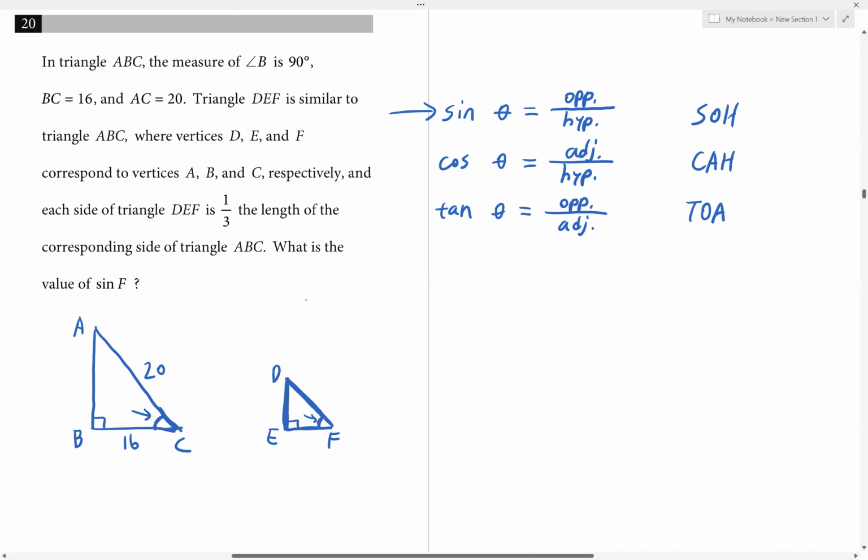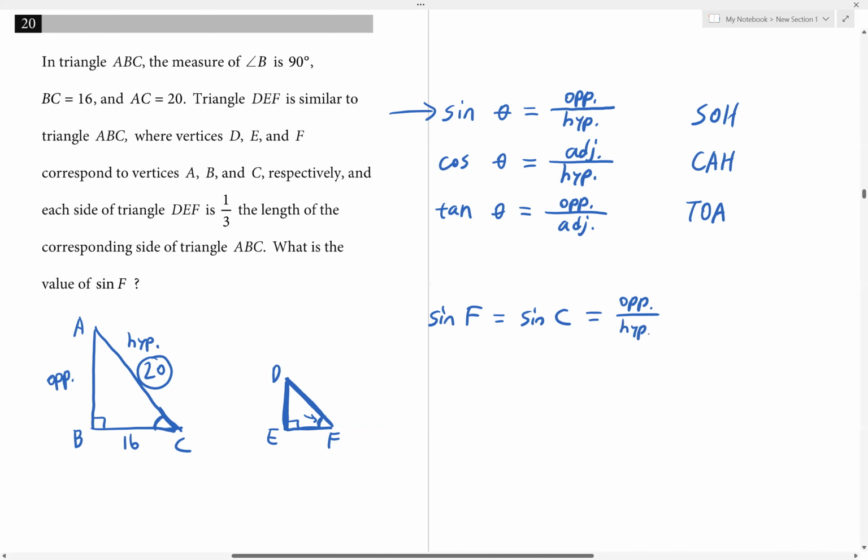Okay, so we can just say sine of angle F should equal the sine of angle C because they're similar triangles. And we know sine of angle C is opposite over hypotenuse, right? Opposite is AB, because that's right across from angle C. That's the opposite side, right across from the angle. Hypotenuse is 20. That's always the longest side of the triangle. So in this case, 20 is the hypotenuse. So it's opposite over hypotenuse.